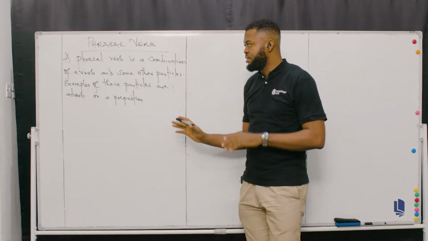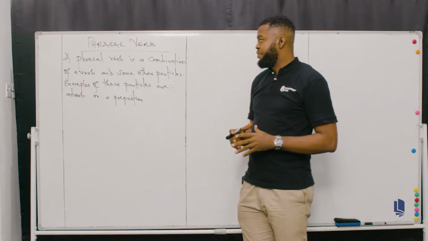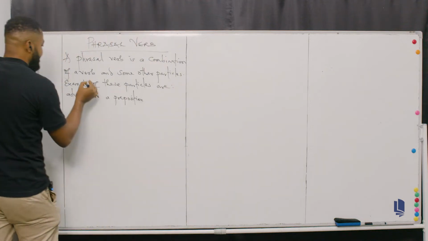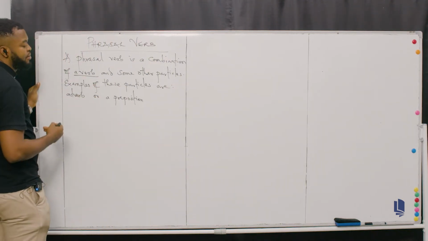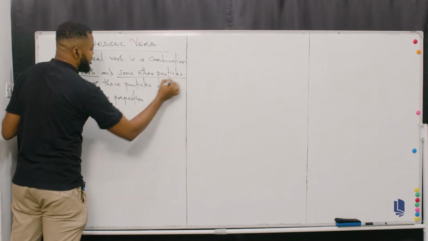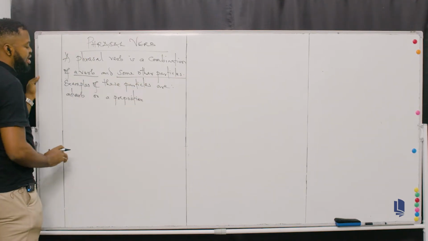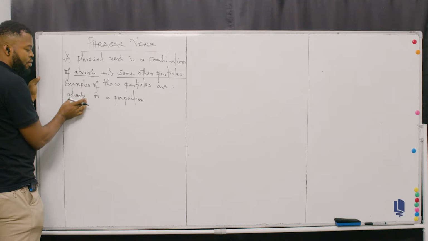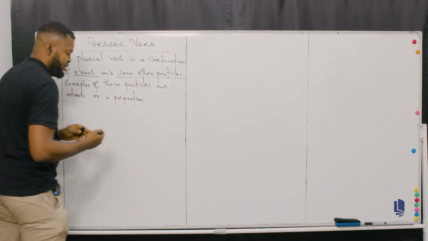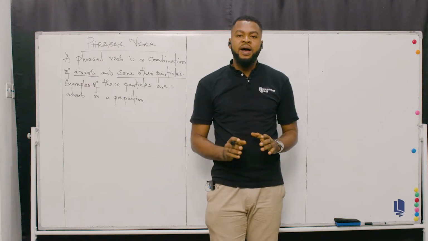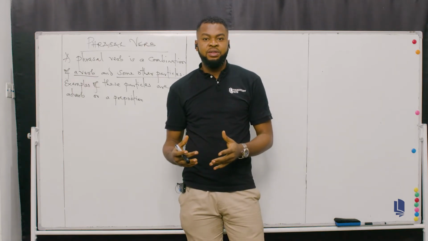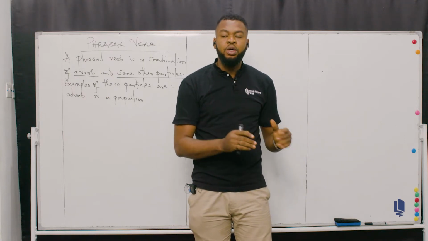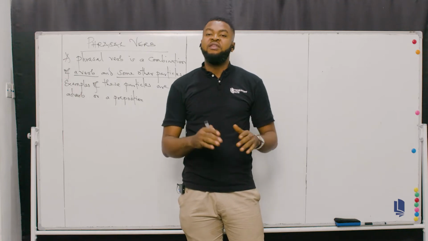So this is particularly the definition of a phrasal verb. A phrasal verb is a combination of a verb. I need you to underline that. That's a key phrase. That's a verb. And some other particles. Okay? So you can have some other particles. Now, examples of these particles are, can you see, adverb or a preposition. So that means when you combine a verb with an adverb, you most likely will form a phrasal verb. Also, when you combine a verb with a preposition, you will definitely form a phrasal verb.